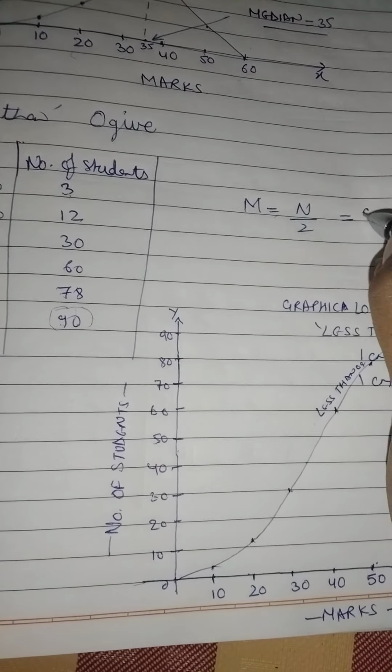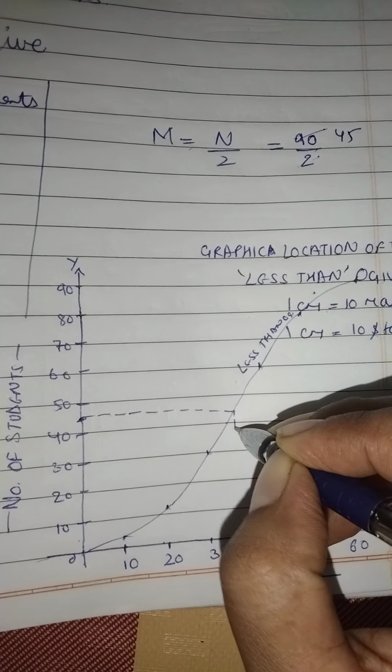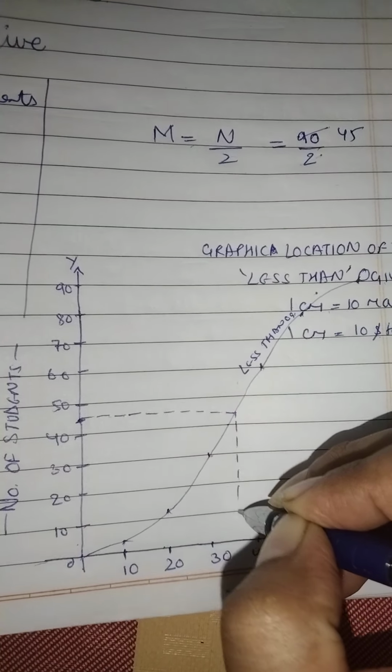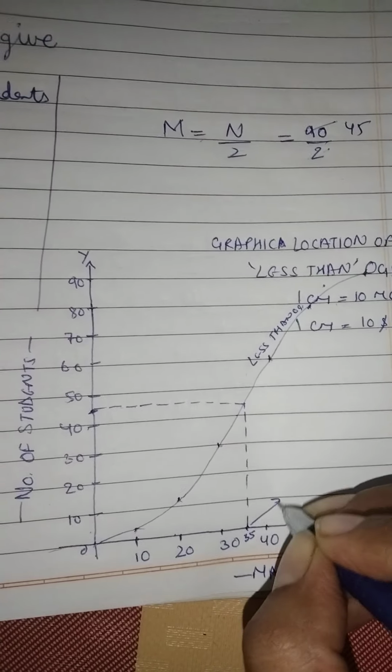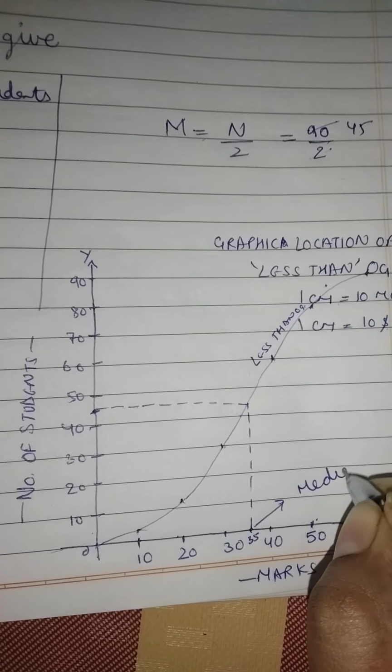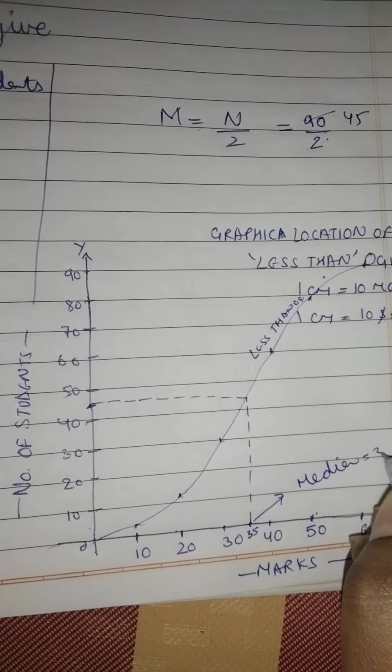This is 45. Draw a straight line which will join our less than ogive, and draw a perpendicular line over here. It should be straight. Use your scale for this purpose. See, now it is joining 35. If I measure, I will get 35 here. So this is the median, which is 35.